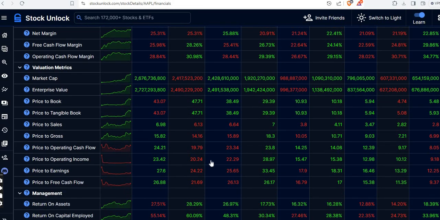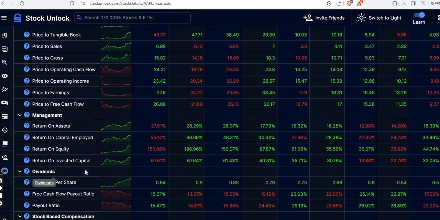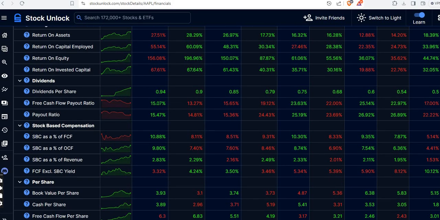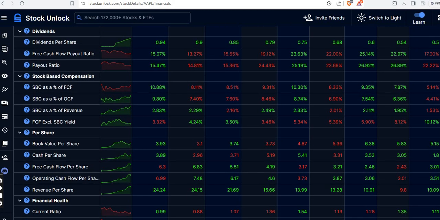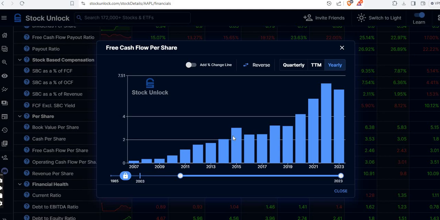These are the historical valuations. That's important to read. Return on equity, return on invested capital. Again, these are also very important numbers. Payout ratio, stock-based compensation, free cash flow per share. Again, these numbers here are pretty much the holy grail. You want these numbers to constantly be going up.